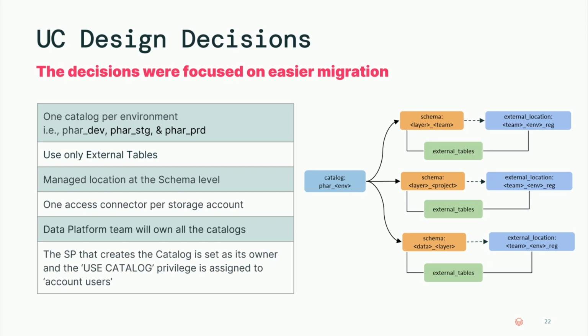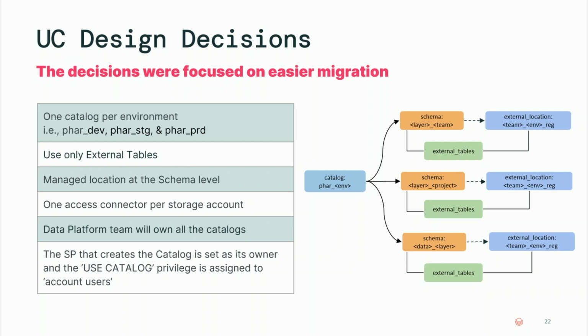Because in the case of the FAR platform, what we did was we created only one catalog per environment. That means FAR dev, FAR stage, and FAR prod. And we did a lift and shift of all the schemas that existed within the previous Hive Metastore to the Unity Catalog. So that means easier migration as well as faster migration, and any other changes could be done later, of course.